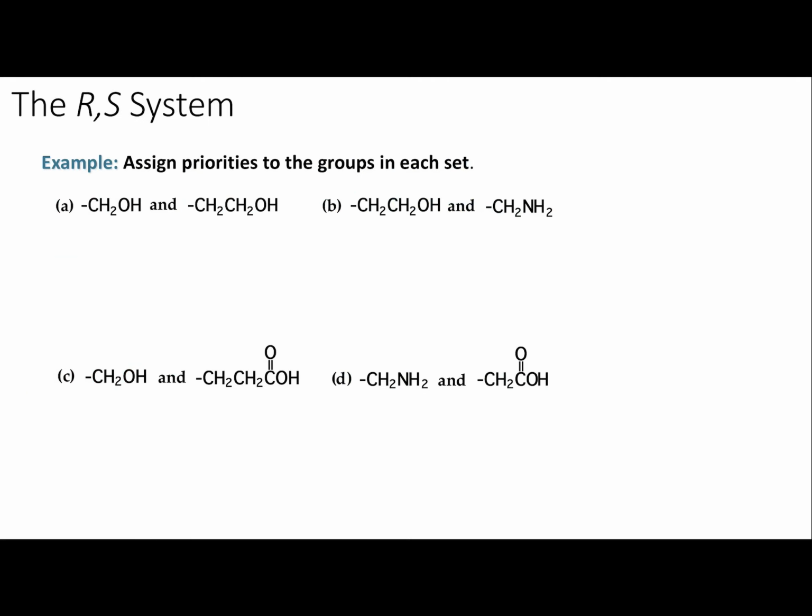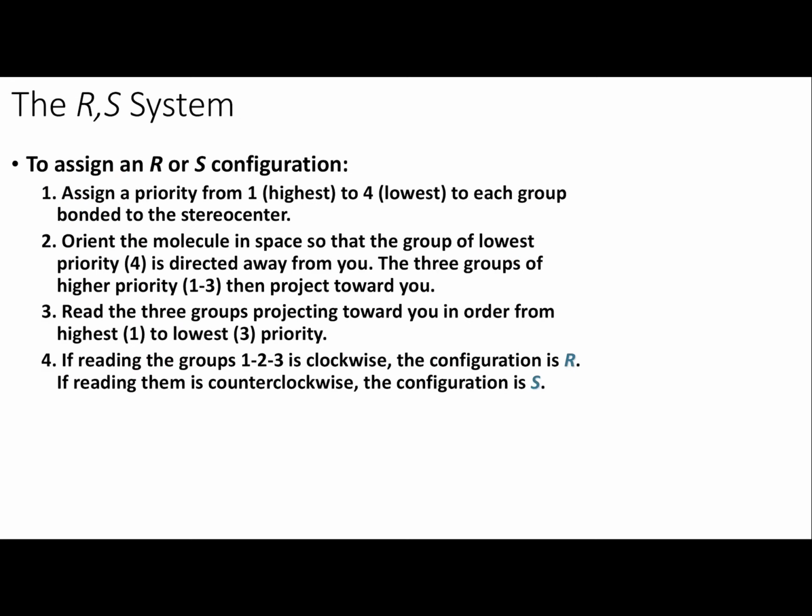All right, what's the point of doing this, right? So let's just go higher priority, higher priority, higher priority, higher priority. Well, the reason we do that is so that we could assign the letter R or the letter S to that chiral carbon. So once we've arranged our group with the lowest priority towards the back, which is this rule right here, then we just read the 3 groups in order from 1 to 3. If that's clockwise, it's R. If it's counterclockwise, it's S.